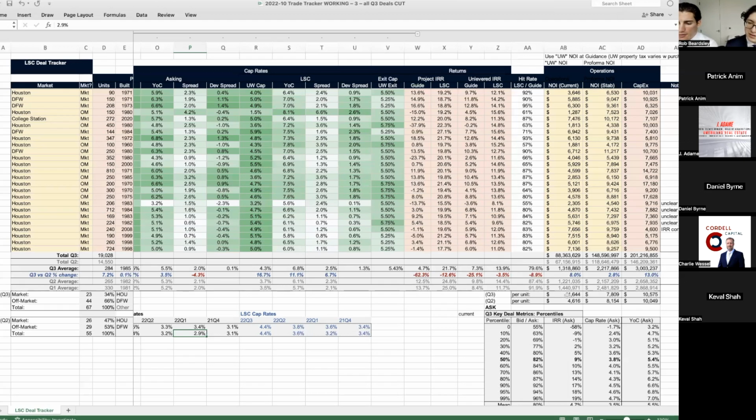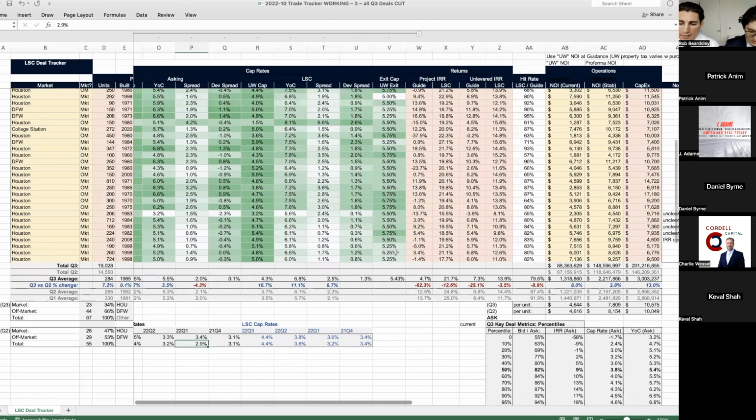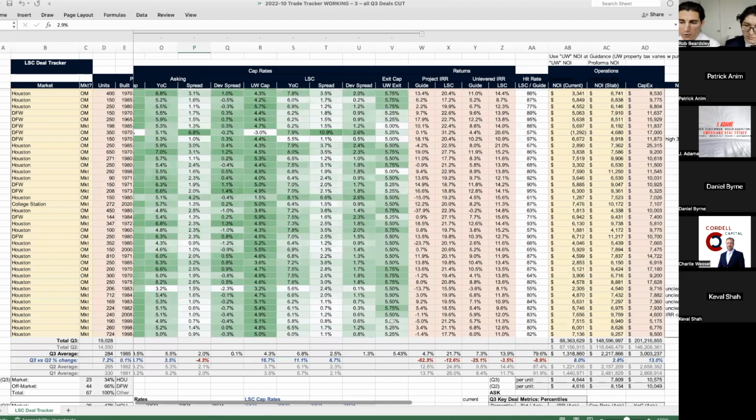So another interesting thing, which is new for the trade tracker, is the underwritten exit cap rate. You can see column V, exit cap rate, underwritten exit. That is the exit cap rate that we're projecting for all of these deals across mostly Houston and DFW. The average for this past quarter was 5.43.